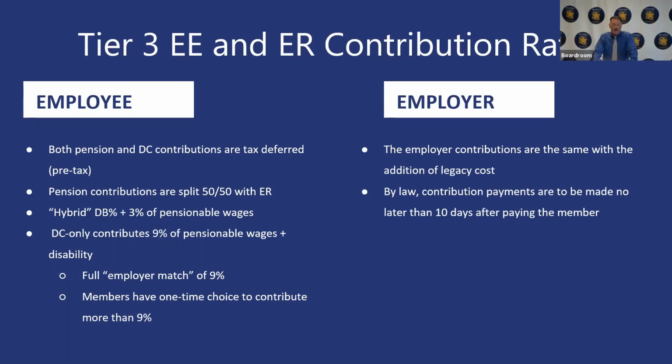A member maybe elects 15% right off the get-go, and after a couple months of making those contributions, they're thinking, what did I do here? Again, they do not have the ability to change that amount. Once they make that election, it is irrevocable. As I mentioned earlier, member makes contributions, as does the employer. The exception, as far as the employer kicking in a 50-50 match, would be that legacy for Tier 1 and Tier 2.